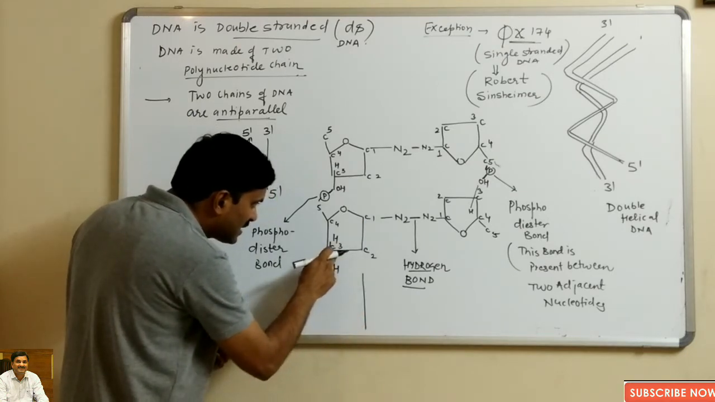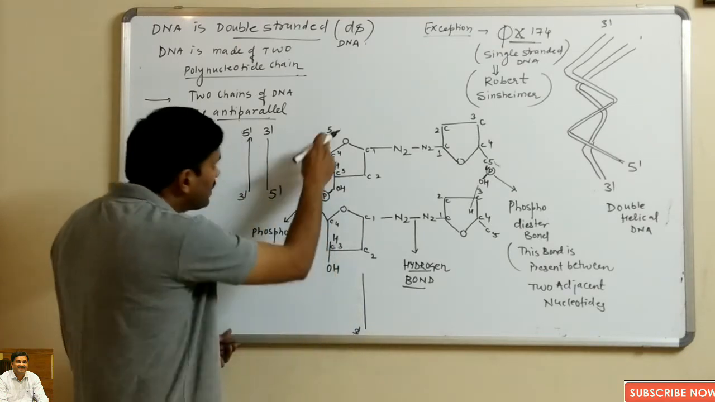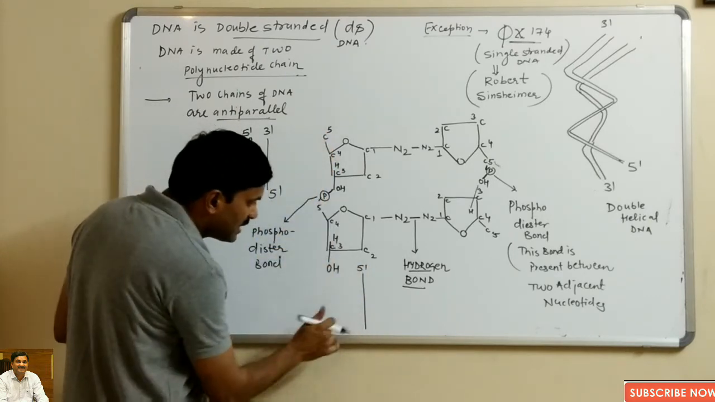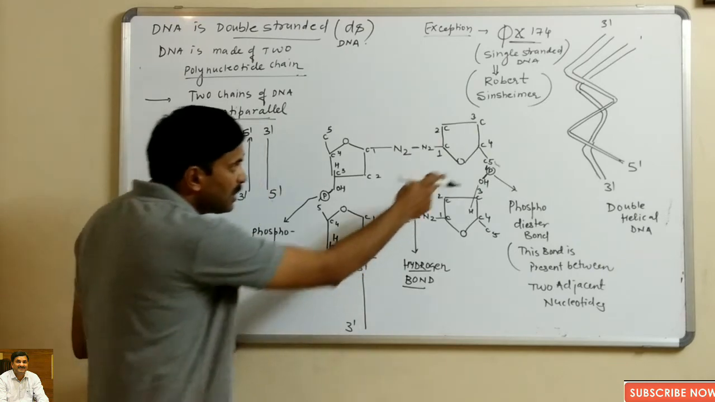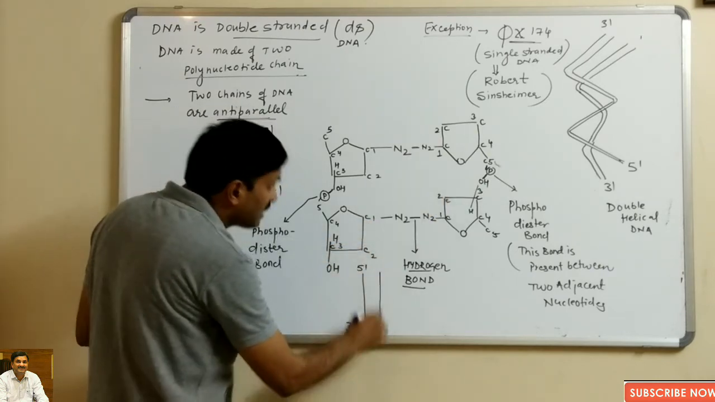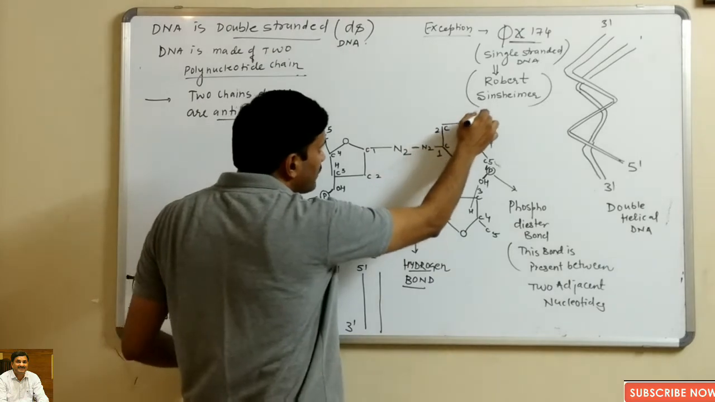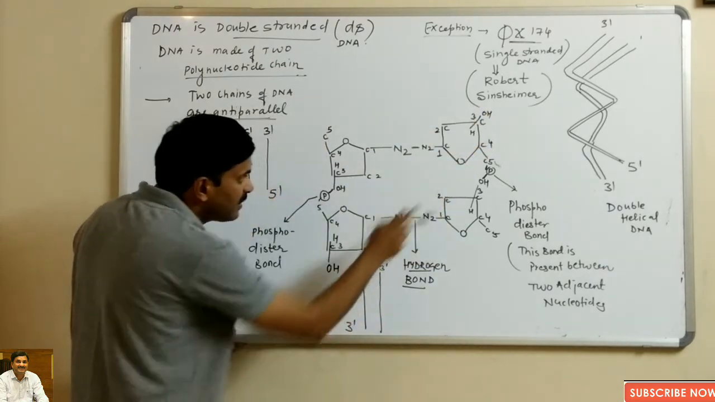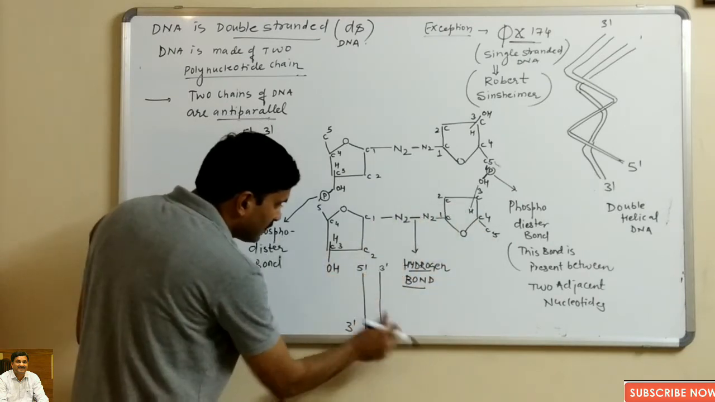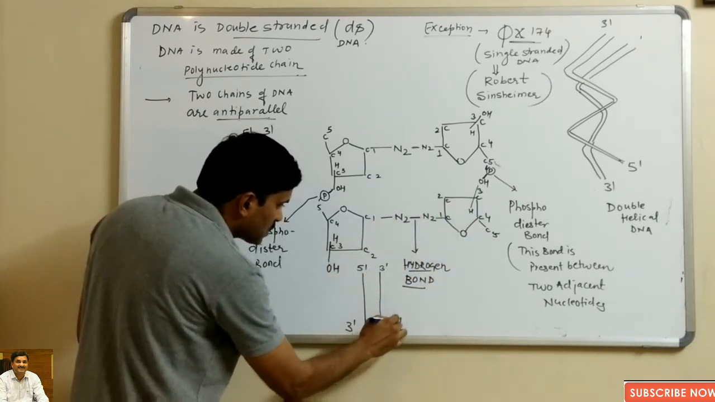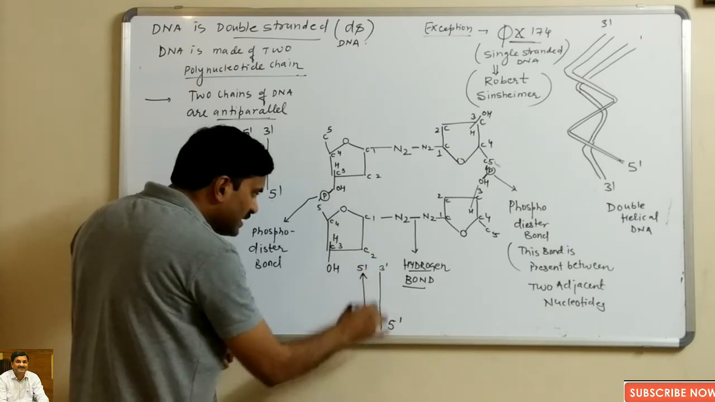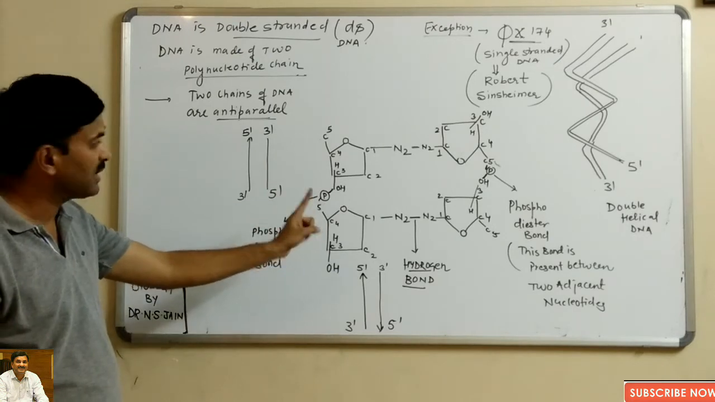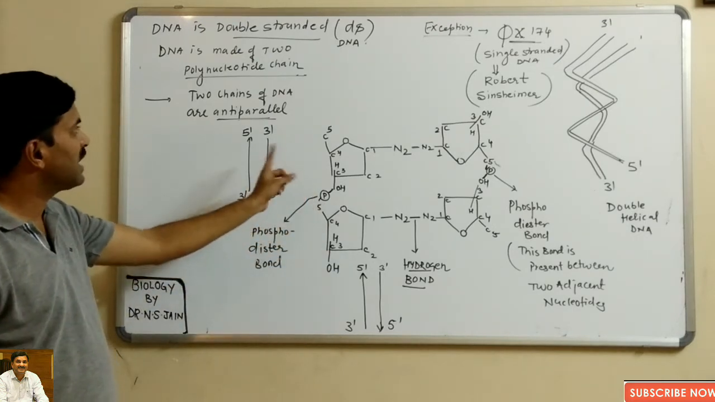Now see, this is the 3' end, and here that is the 5' end. So here the chain direction is 3' to 5'. Now see the other chain. Here the third carbon is free, so here is the 3' end, and here you can see the 5' end. So we can say that these two chains are antiparallel to each other. This proves that both the chains are antiparallel.